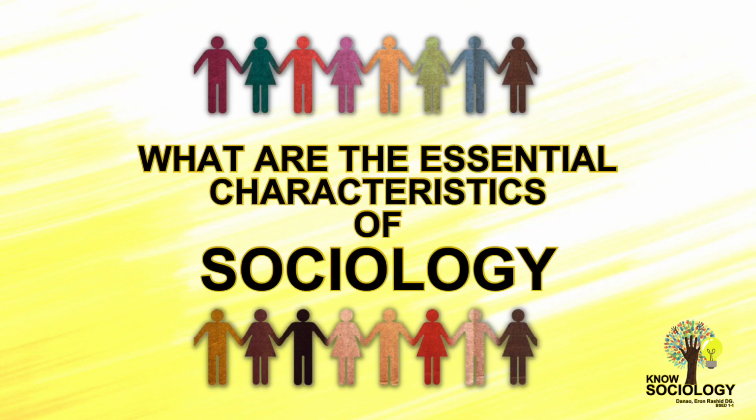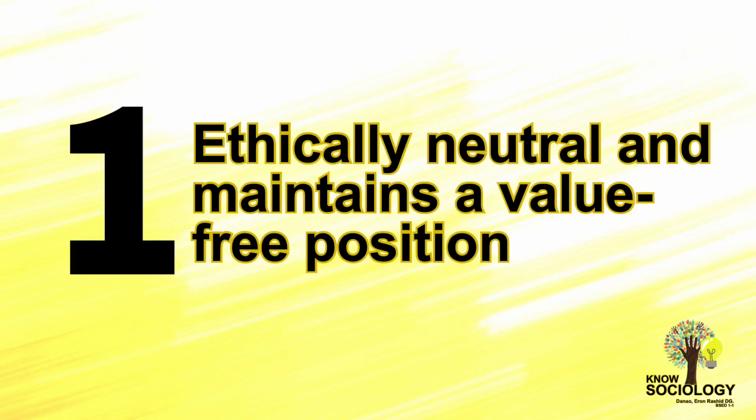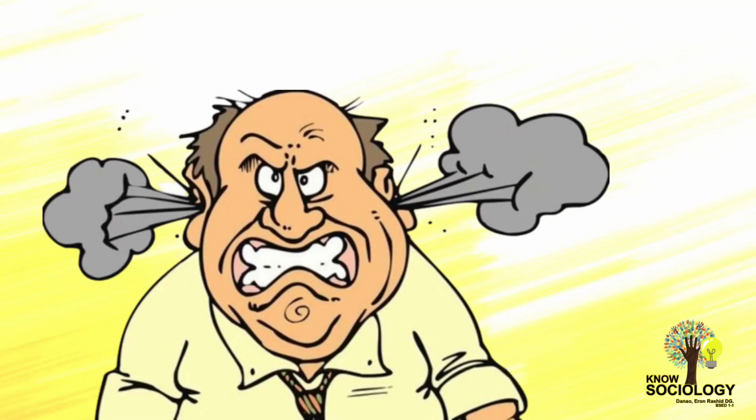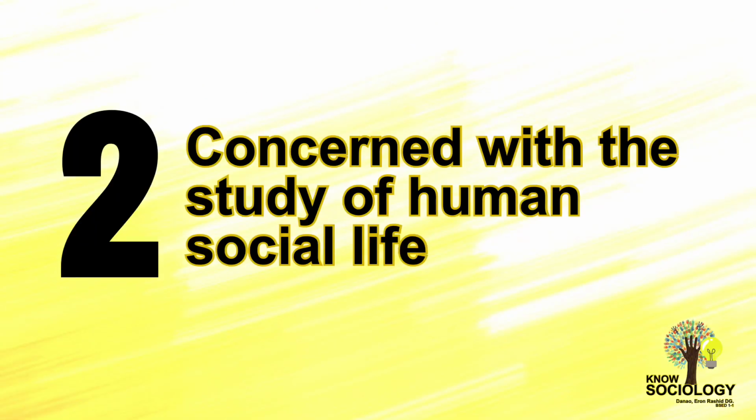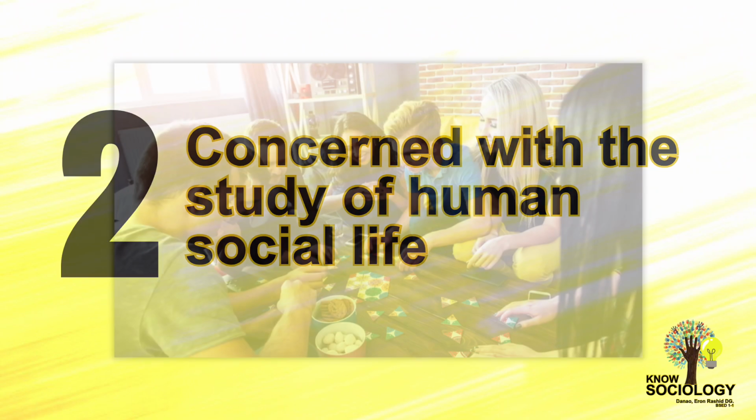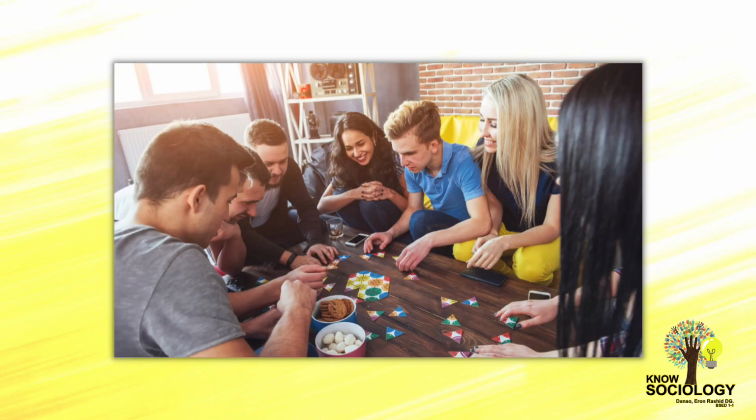So what are the characteristics of sociology? First is being ethically neutral and maintains a value-free position. It simply means that when studying data, sociologists have to overcome personal biases, particularly subconscious prejudices. Second characteristic is being concerned with the study of human social life. Sociologists study people's behaviors as members of social networks and groupings such as families, work groups, organizations, communities, and societies.